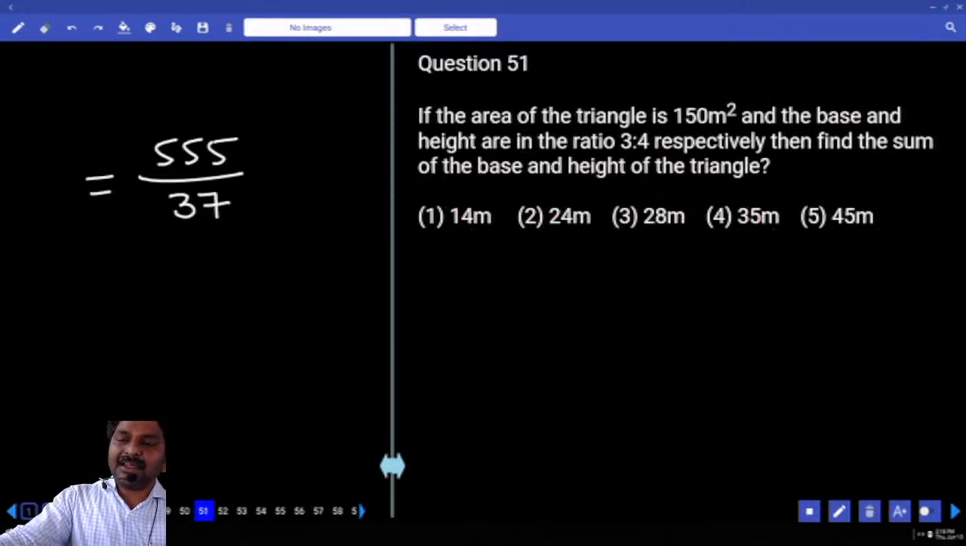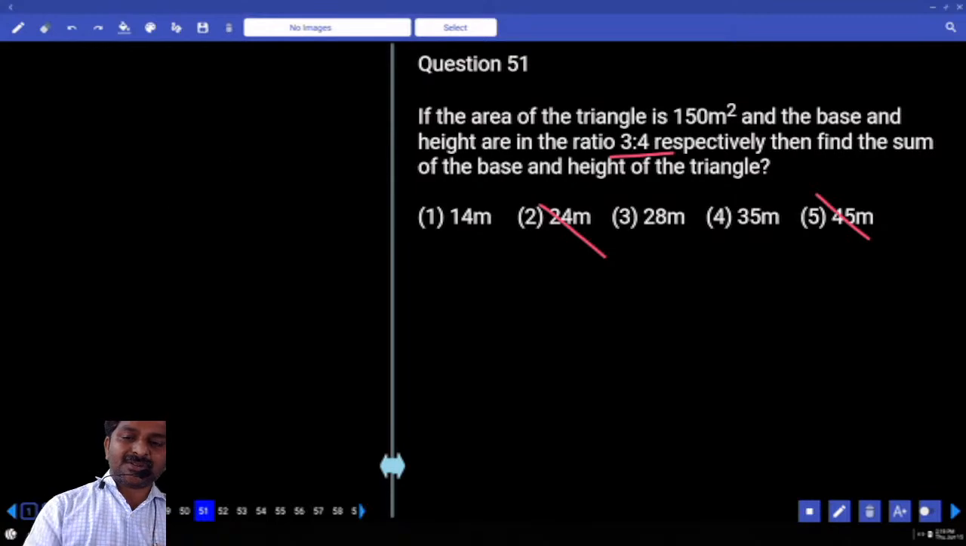If the area of the triangle is 150 square meters and the base and the height are in the ratio 3:4 respectively, find the sum of base and height of the triangle. Sum of base and height must be 7 parts. 2 options eliminated, so we have to calculate.